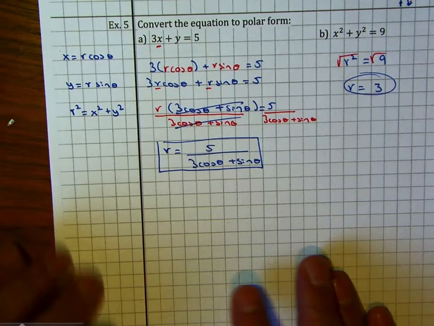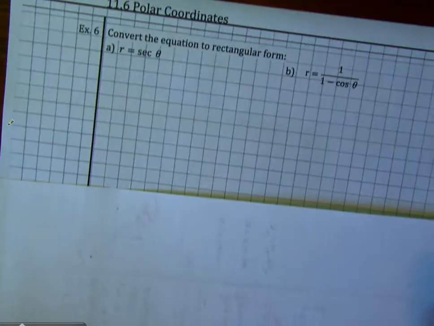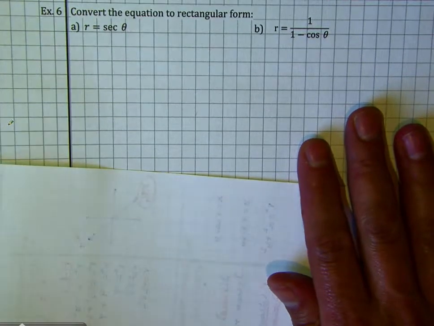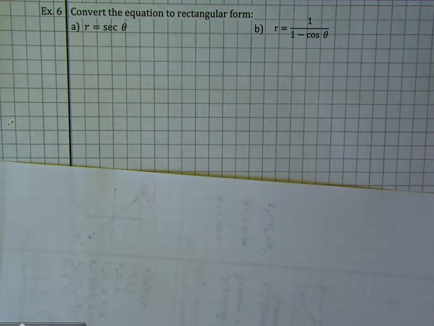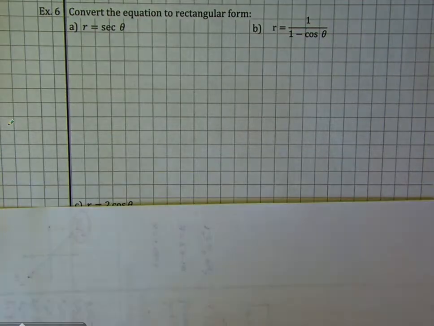Now, what's a little more challenging is whenever we are converting from polar to rectangular. Go ahead and write it down, and then we can continue on the last example for today. A, B, and C. We have one more. They get a little more challenging.